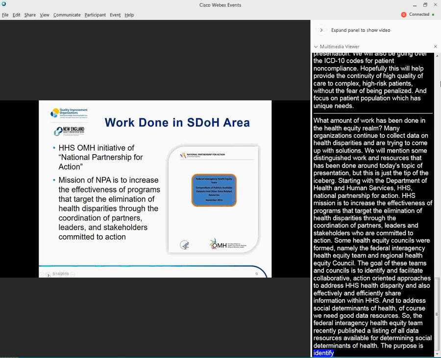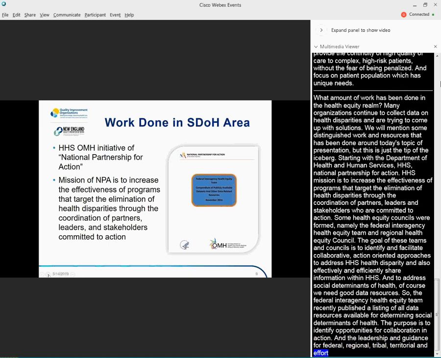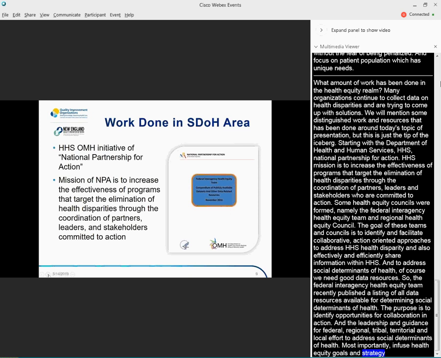And the purpose of NPA is to provide leadership and guidance for federal, regional, state, tribal, territorial, and local efforts to address social determinants of health. And most important, infuse health disparities and health equity goals and strategies into member agency policies and practices, which is key in bringing about a change in social determinants of health conditions.